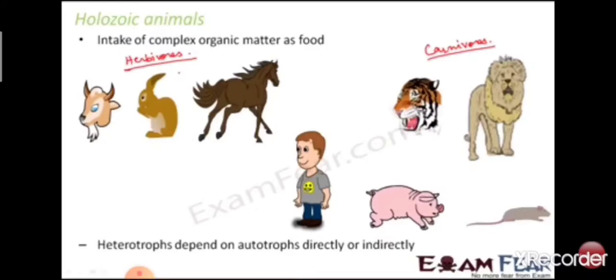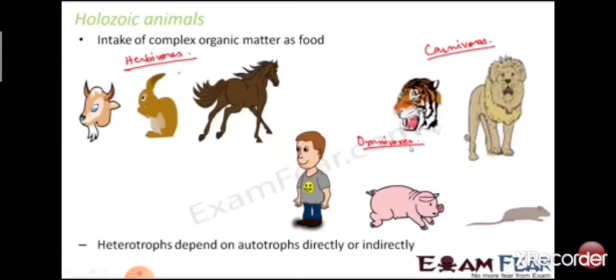Then we have a third category called omnivores. Human beings come under this category. Omnivores are those animals which eat both plants and animals. Like human beings, they eat plants and their products, but they also eat animals like fish or meat or chicken. They eat other animals also. So they are examples of omnivores. Rats are also examples of omnivores.